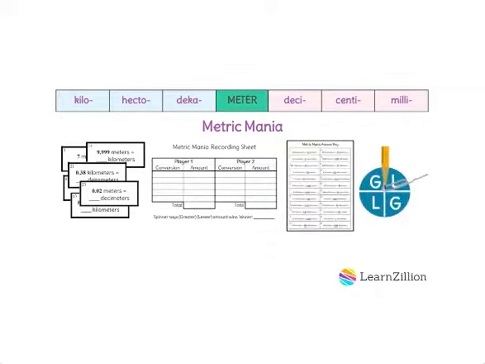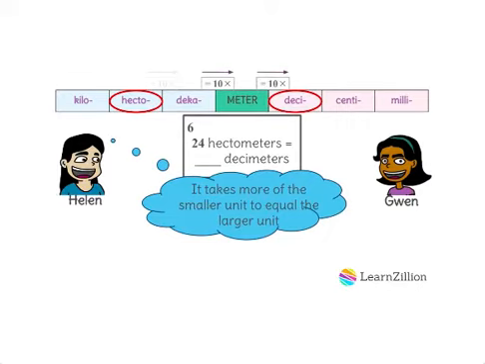Helen draws a card, and it is 24 hectometers equals something decimeters. To do this, she sees that she's moving from hectometers to decimeters, which is a greater unit moving to a smaller unit, and that means we need to multiply. It takes more of the smaller unit to equal the larger unit. To do that, we're going to multiply by 10 to go from the decimeter to the meter, 10 to go from meter to decameter, 10 to go from decameter to hectometer, which is 10 times 10 times 10, which equals 1,000. So we're multiplying by 1,000. 24 times 1,000 equals 24,000.